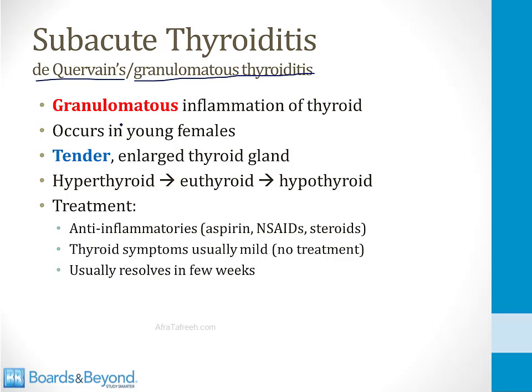Subacute thyroiditis is also known as de Quervain's thyroiditis or granulomatous thyroiditis, and the most important thing to know about this condition for step 1 is that it involves granulomatous inflammation of the thyroid gland. So on biopsy, you will see the presence of granulomas and giant cells.